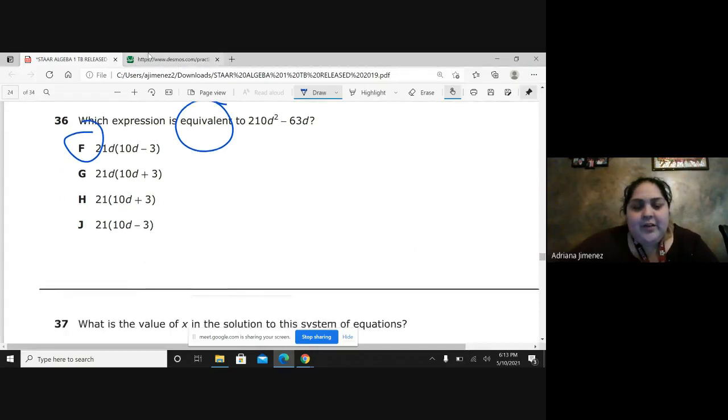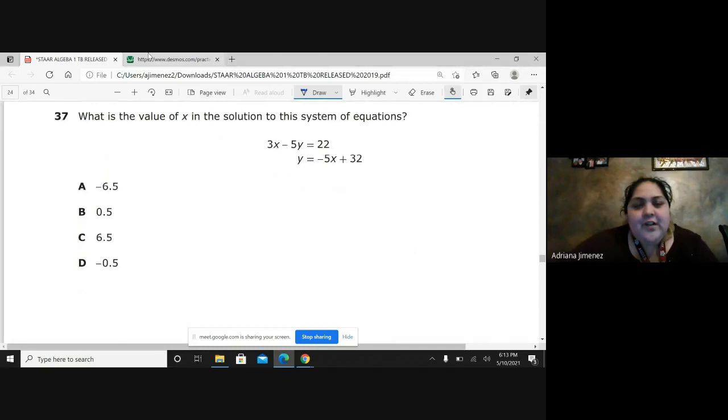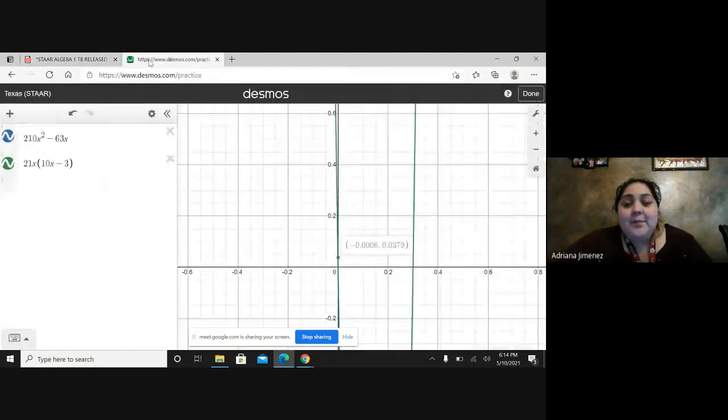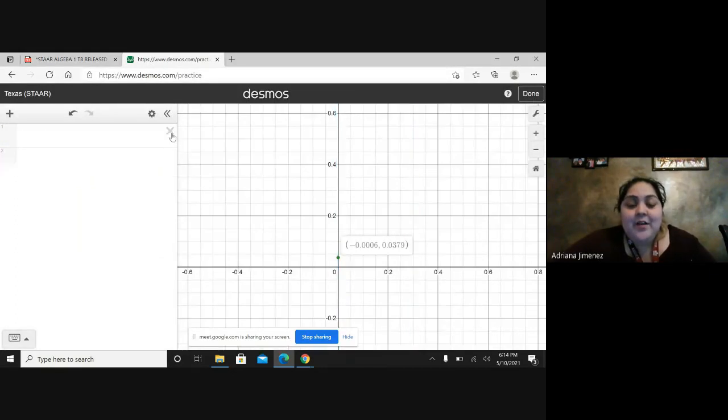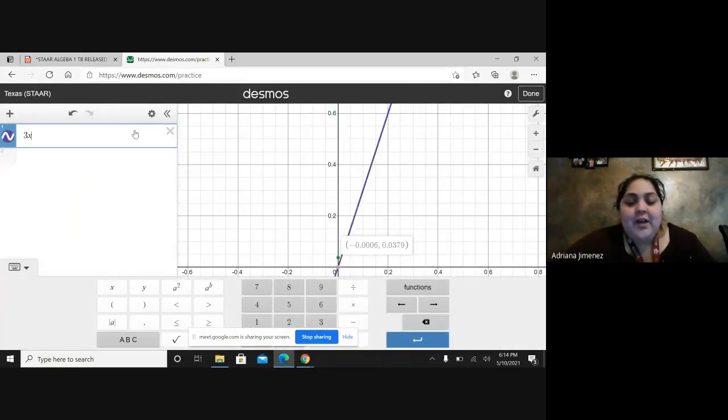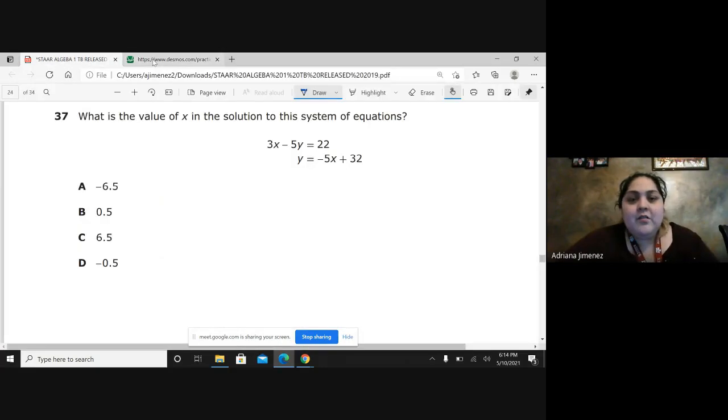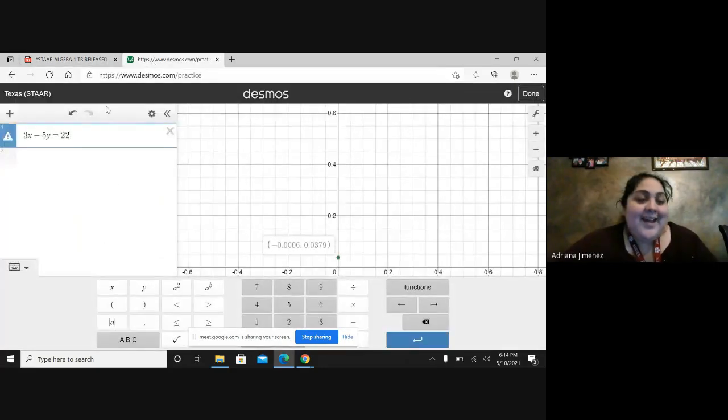All right, we go to the next question. This one wants to know what's the solution going to be for X. Let's try to see if it's going to let me type it in exactly the way it looks. So 3x minus 5y equals 22. Okay, I have an exclamation point, so that means it's not going to let me do this.